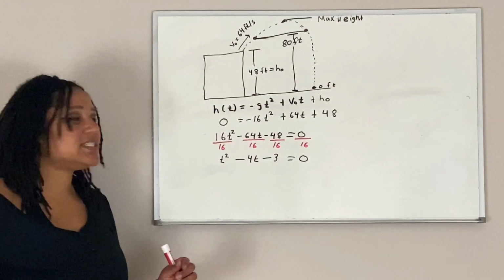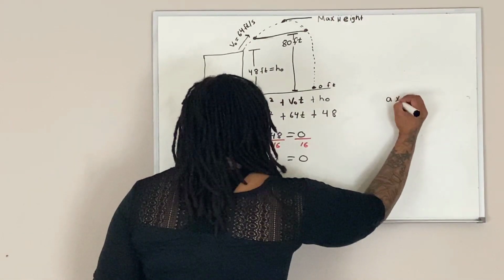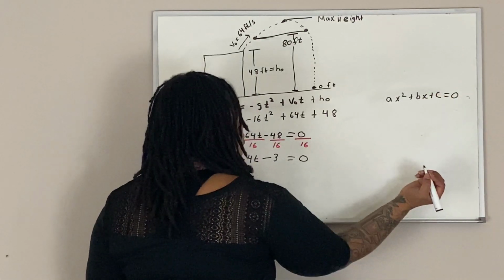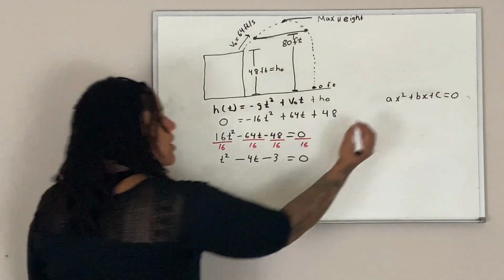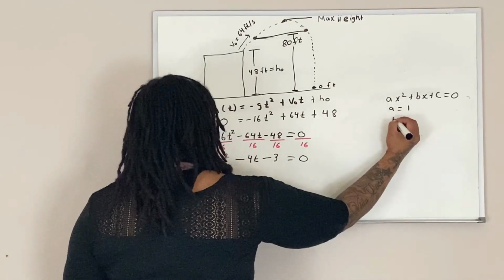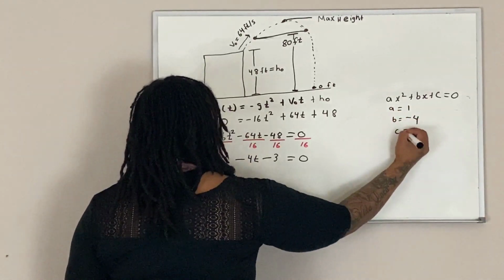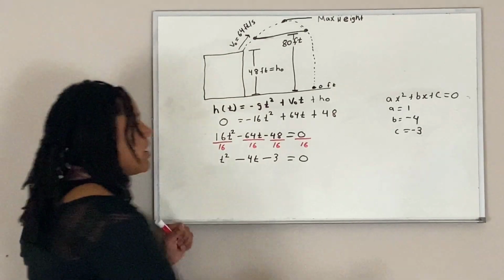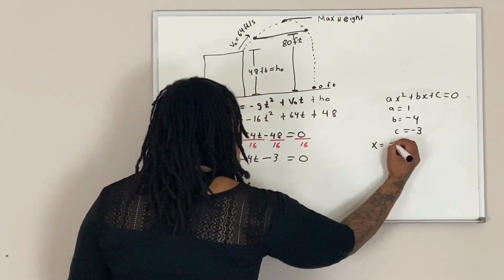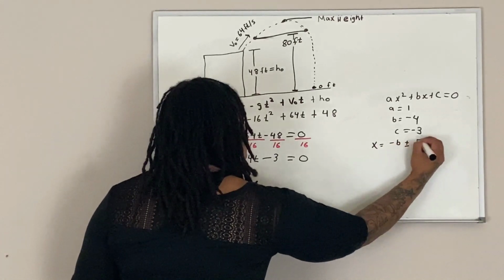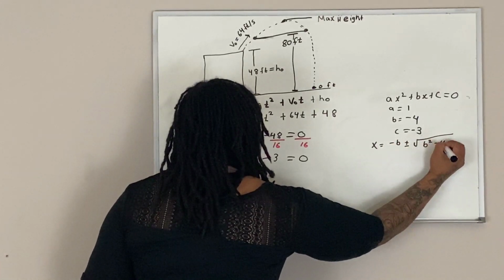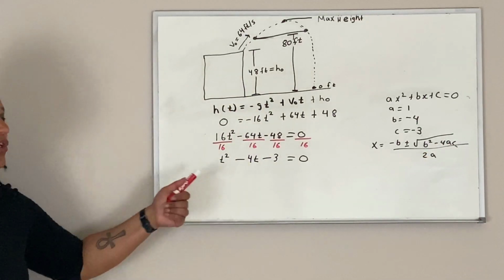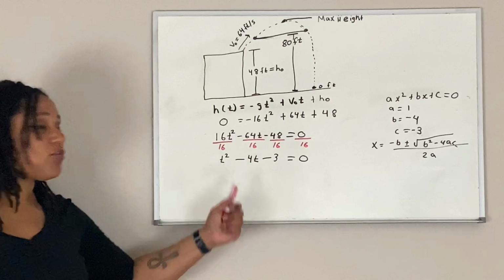So now right away we see it's of the form ax squared plus bx plus c is equal to 0, right? And in our case, our a is equal to 1, our b is equal to -4, and our c is equal to -3. We can use the quadratic formula. The quadratic formula is x is equal to -b plus or minus the square root of b squared minus 4ac all over 2a, right? Okay, so we can use this form for our problem.